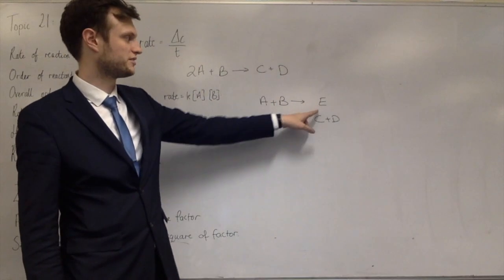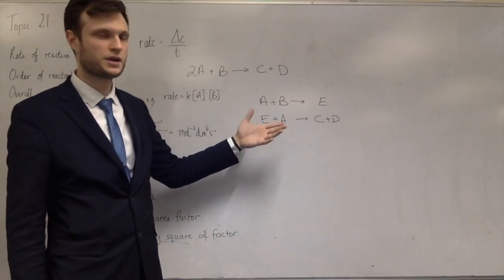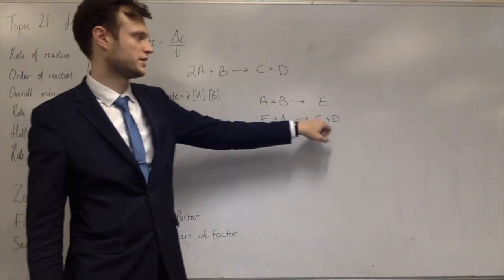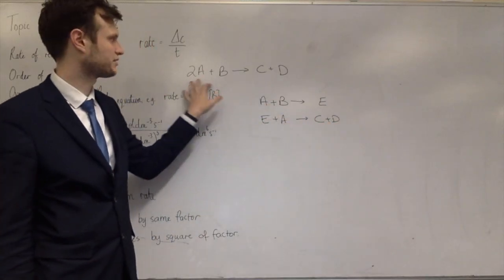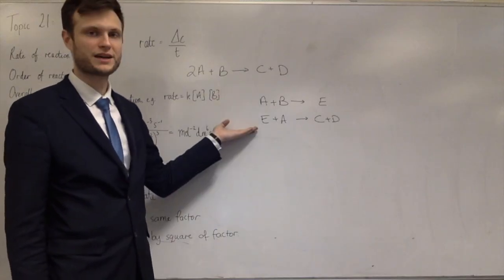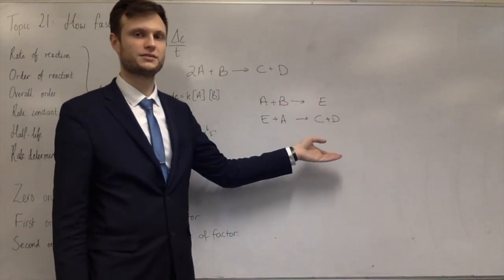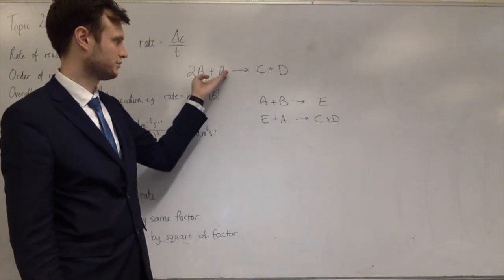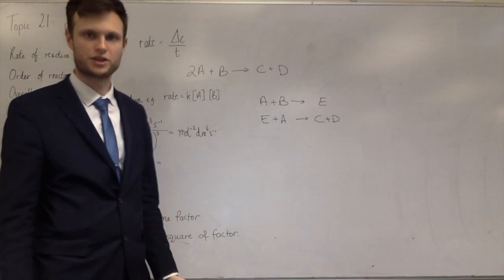So now I've used up this E, so it's no longer there, and I've got two A's being reacted with one B to make C and D, and that's exactly what it says in the overall equation. In fact, if you just add together the left-hand side and add together the right-hand side, and then cancel out anything that's the same, you end up with that exactly, and that's how you know you've got it right.